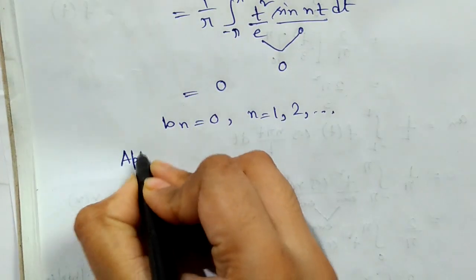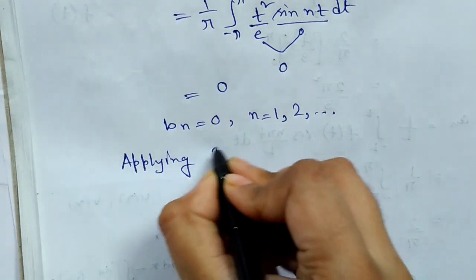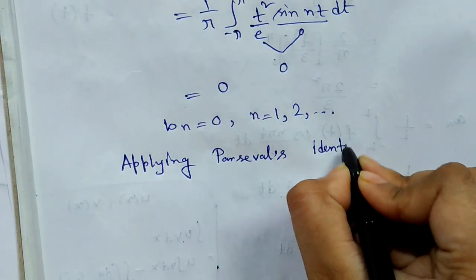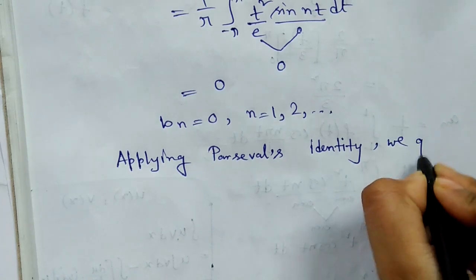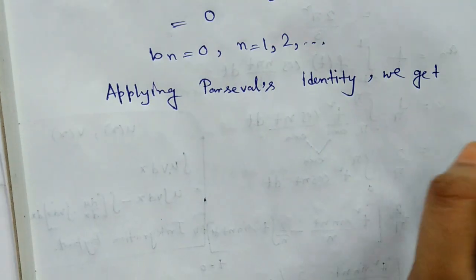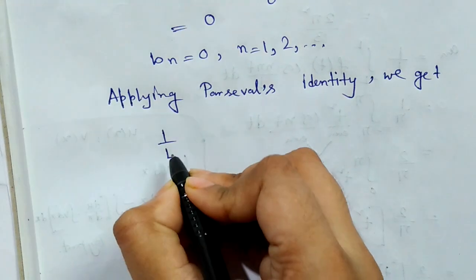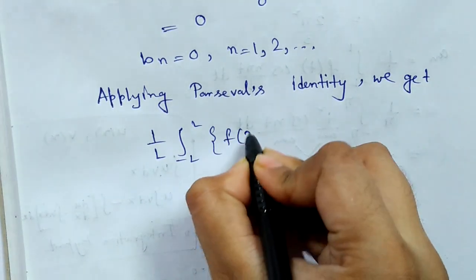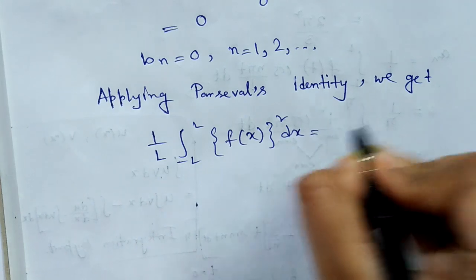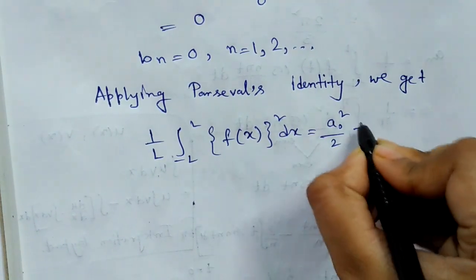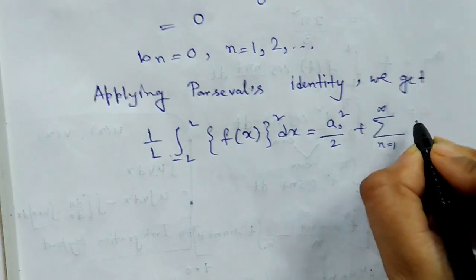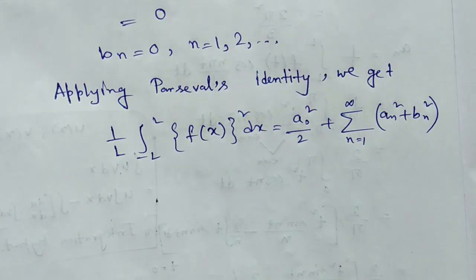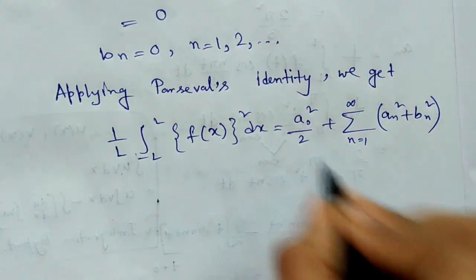Now applying Parseval's identity, we get, so what is Parseval's identity? That is 1 by L integration minus L to L f(x) square dx equal to a0 square by 2 plus summation n equal to 1 to infinity an square plus bn square. So put the values of L, a0, an and bn.